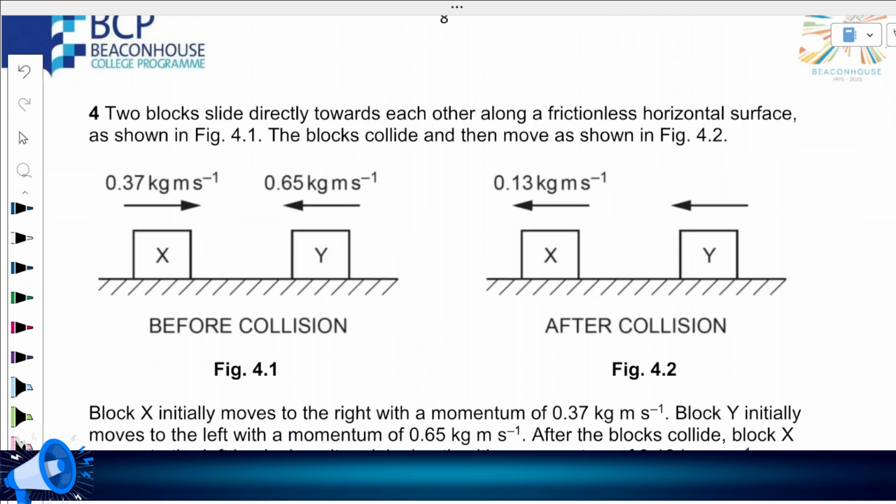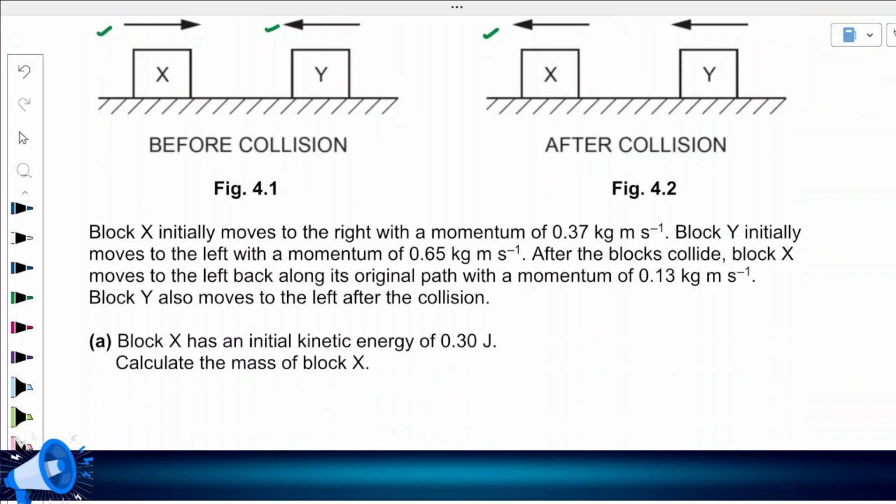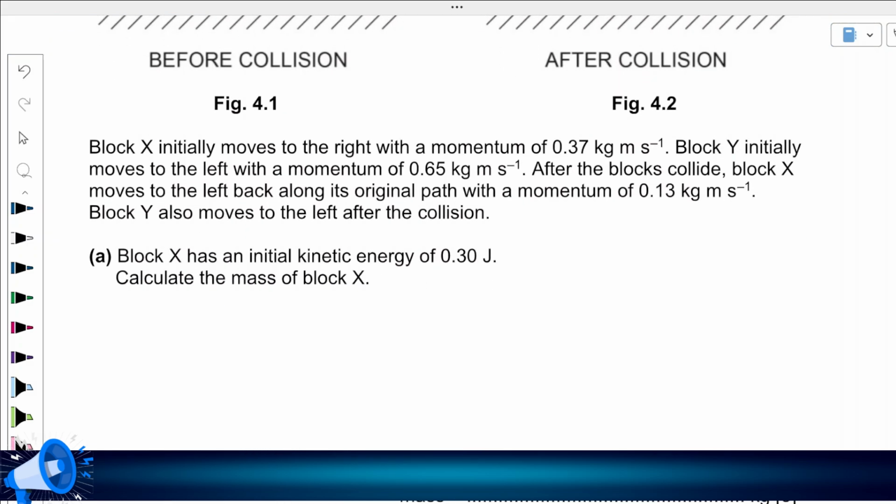Now in this one, if I take a look at the question, you're not provided with the velocities. Generally, in this kind of situation, you're provided with the velocities. So this is the initial momentum of x, this is the initial momentum of y, this is the momentum after collision of x, and this is the momentum after collision of y. So what is the expression for the law of conservation of momentum? Anyway, we'll come to that afterwards, because first we need to find the mass of the block x.